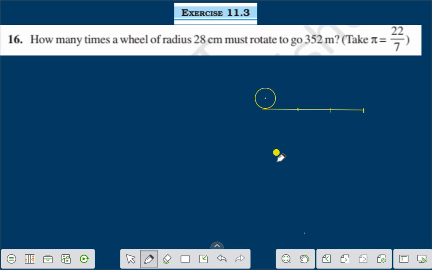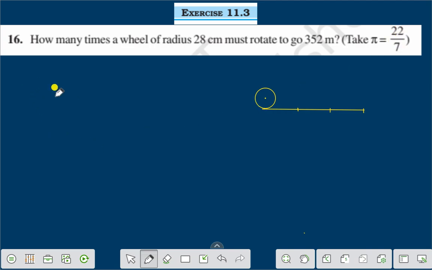Hello everyone. Today I'll discuss exercise 11.3 question number 16. How many times must a wheel of radius 28 cm rotate to go 352 meters? The distance is 352 meters. Take pi equal to 22 by 7.